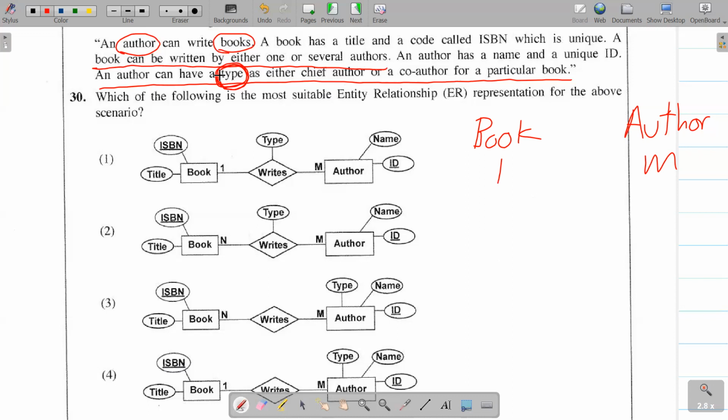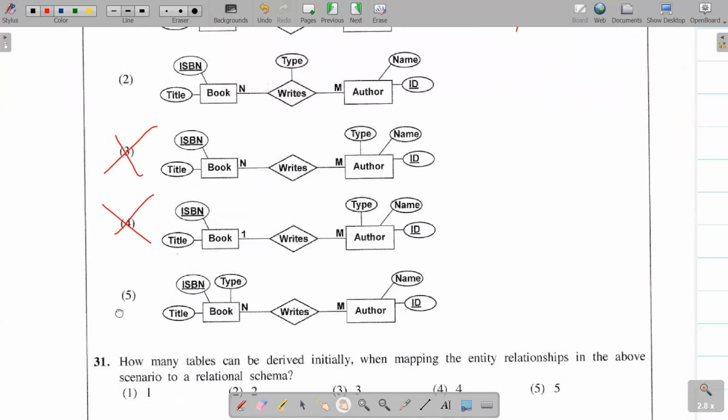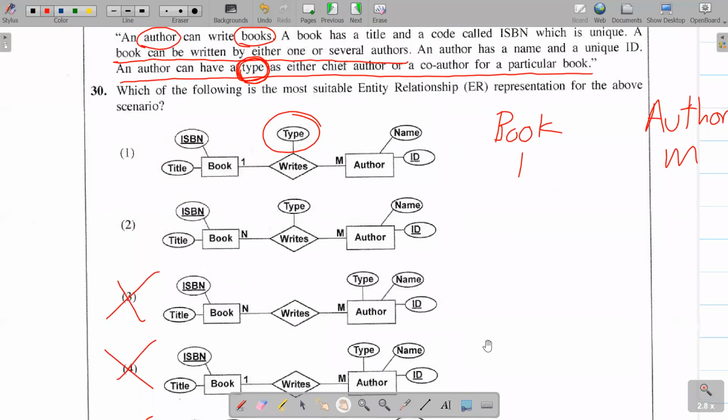So it depends on the book as well as the author. So that must go as a descriptive one, like this. So in that case, the third one is not considered, the fourth one is not considered, and the fifth one cannot be considered either. So it should be either the first one or the second one, right?